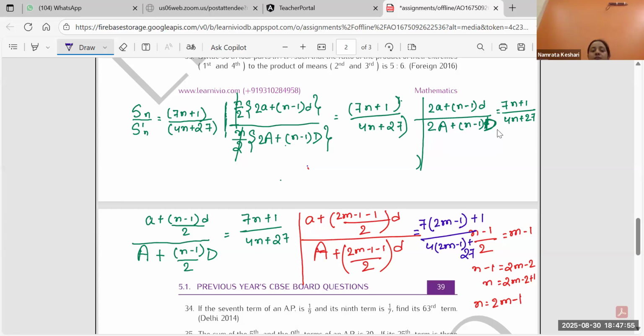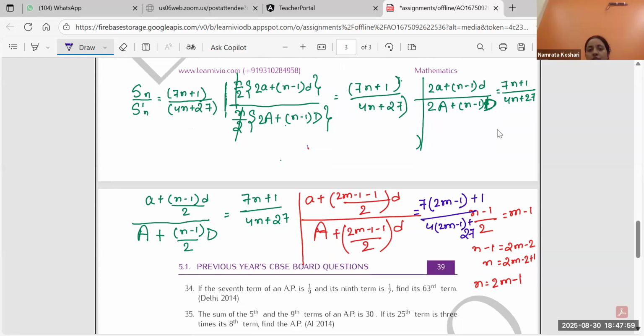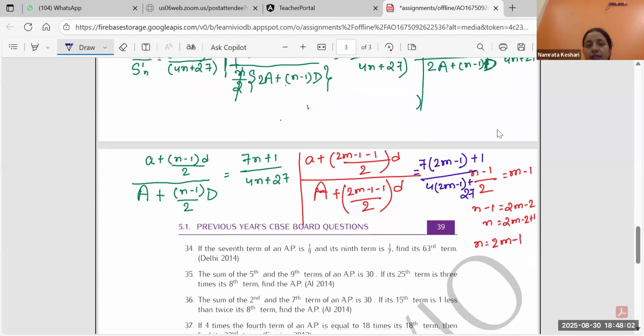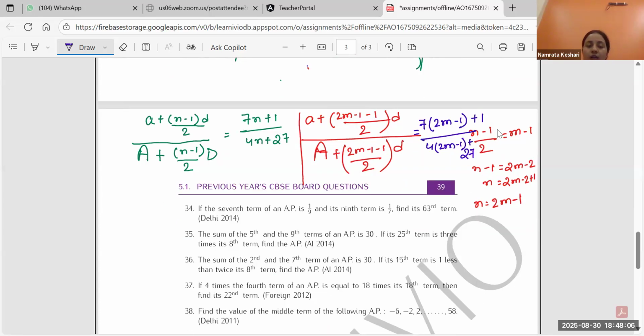Is it making sense? Yes, ma'am. Now you will realize that you are already getting the left hand side arranged the way you wanted to create. You will be having the left hand side as a plus (m minus 1) into d. Check it. 2 you have to take common and cancel it with the denominators too. And here you will be having a plus (m minus 1) into d. And the other side you will be having in terms of m.